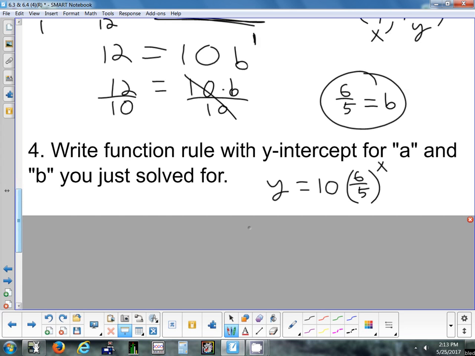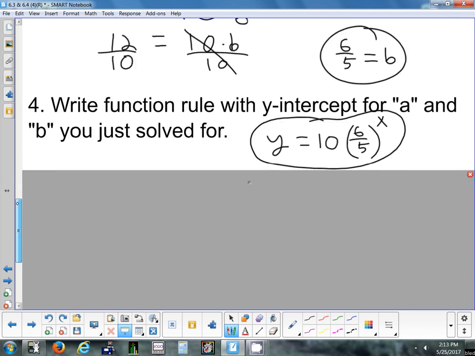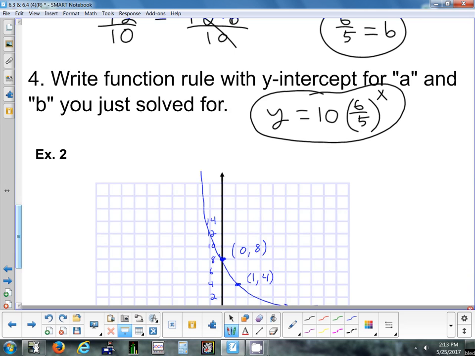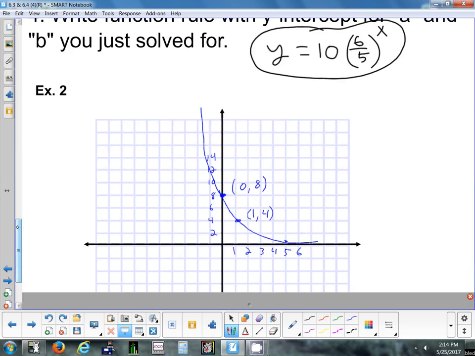Okay, so your first step, you found the 10. The next step, you have to use the coordinate they gave you to then find B. Okay, so we'll try another one of those. Does everybody have step 4? Okay, so remember in step 4, you just fill in for A and B. Your final answer should always have an X and a Y in it.